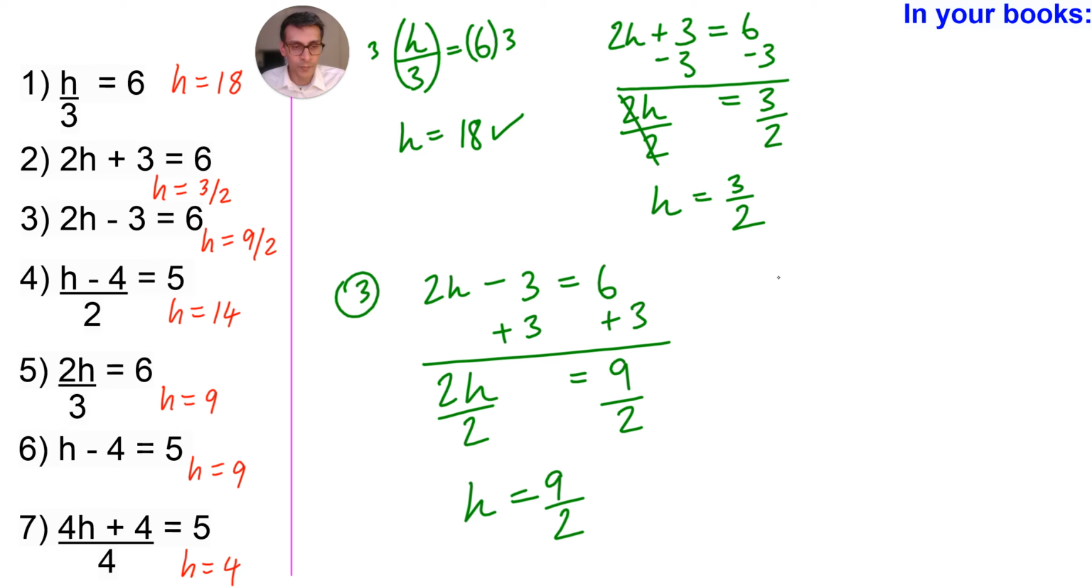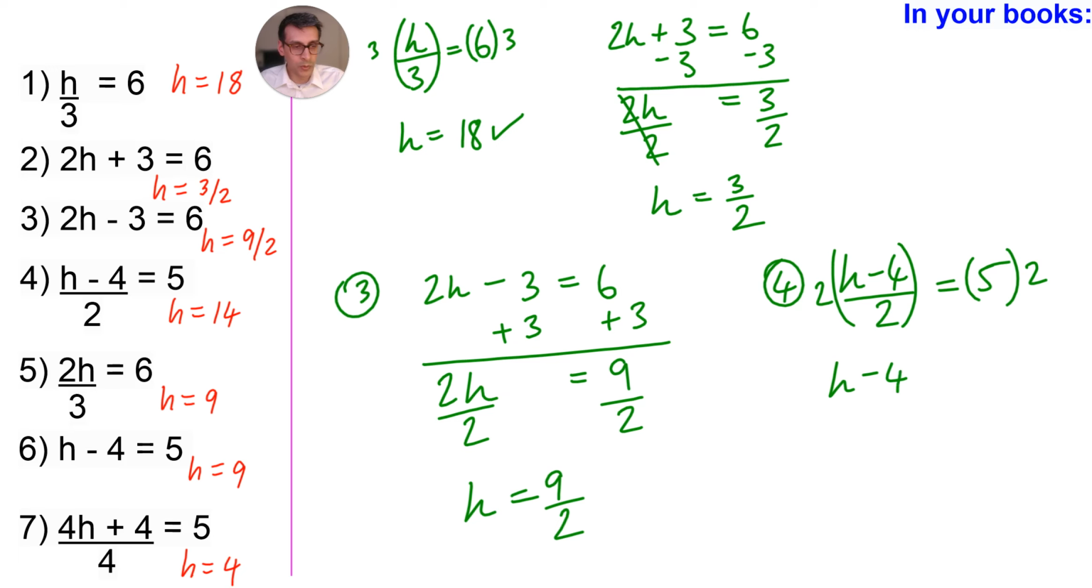Okay, question 4. Now, we've got something in the denominator here. h minus 4, all divided by 2, is equal to 5. So we need to isolate the h, and we're going to undo the dividing by 2 by multiplying by 2. So times 2, times 2. So h minus 4 equals, well, 5 times 2 is 10. And then we're going to add 4 to both sides. So that's going to be h is equal to 14.